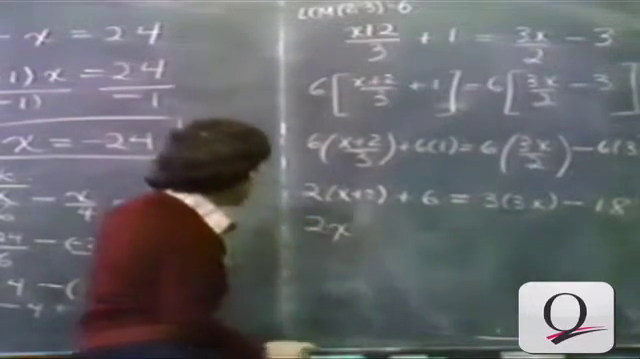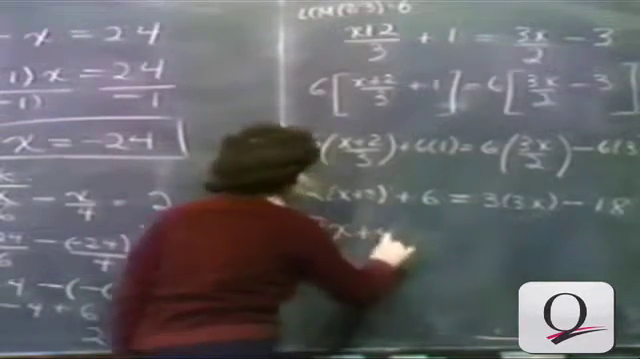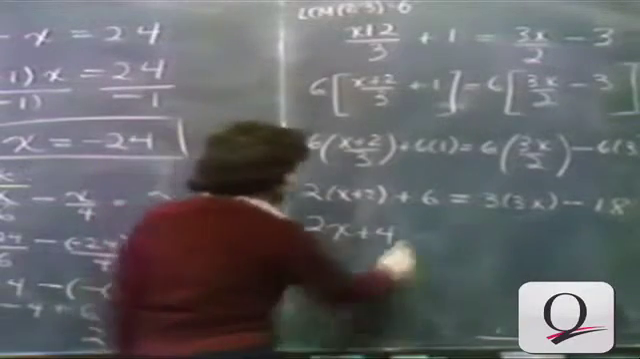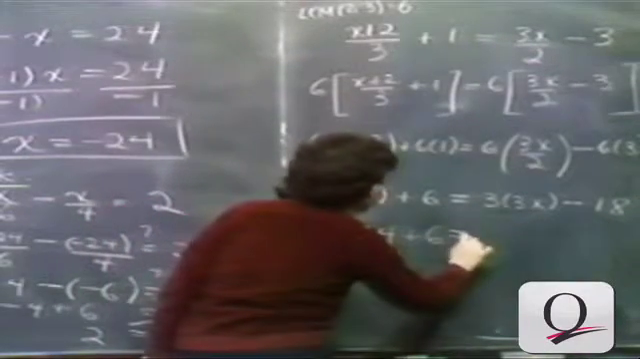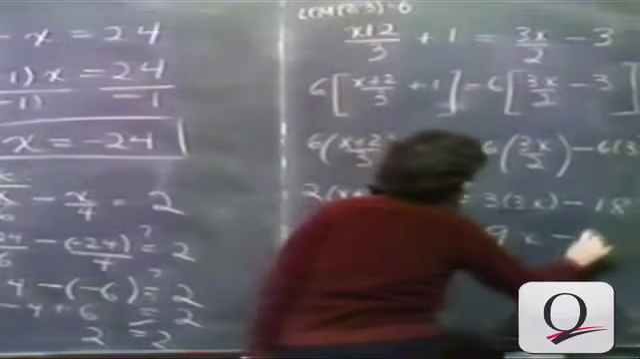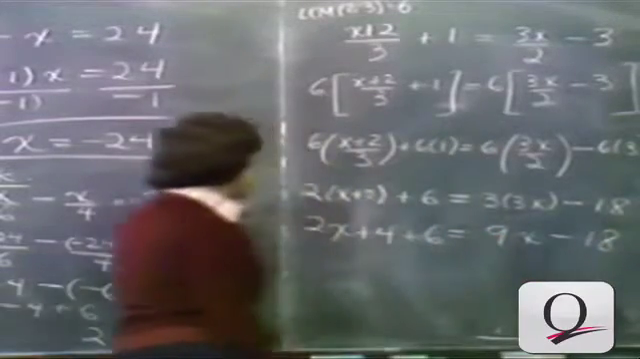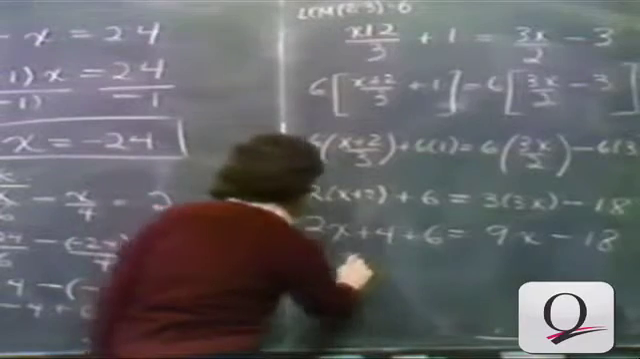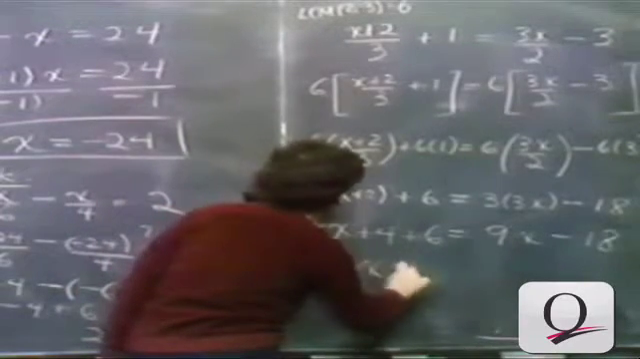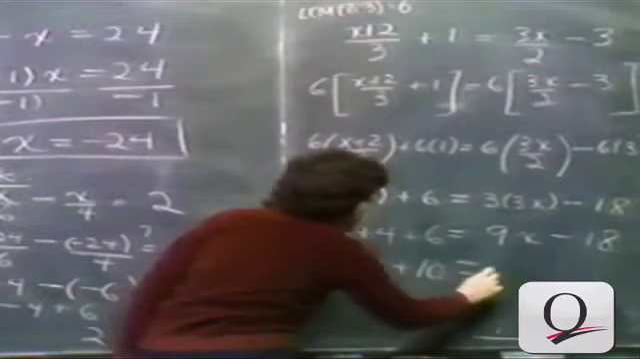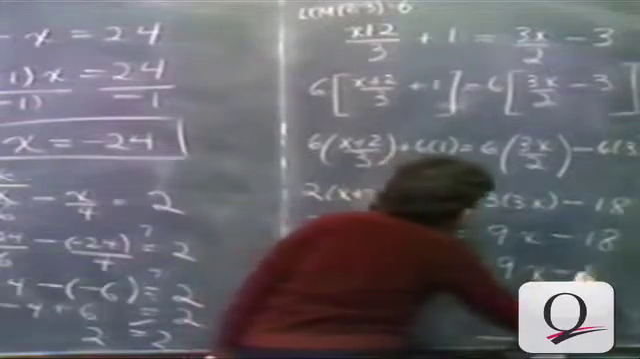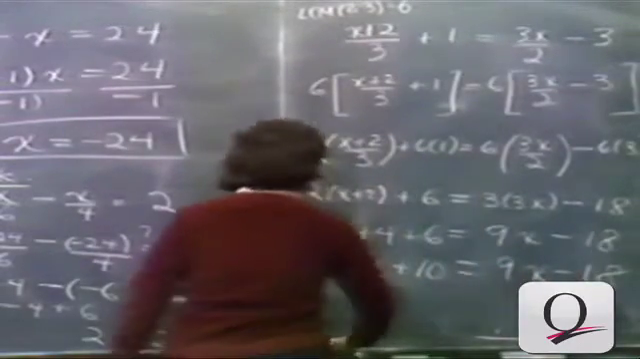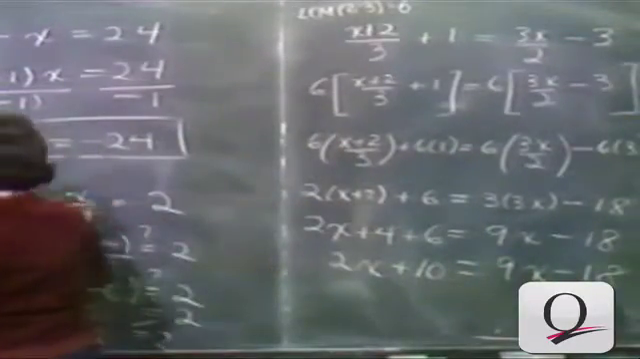All right, this gives us 2x plus 4 plus 6 equals 9x minus 18. Simplifying, we get 2x plus 10 equals 9x minus 18. And we'll continue with that in a moment.